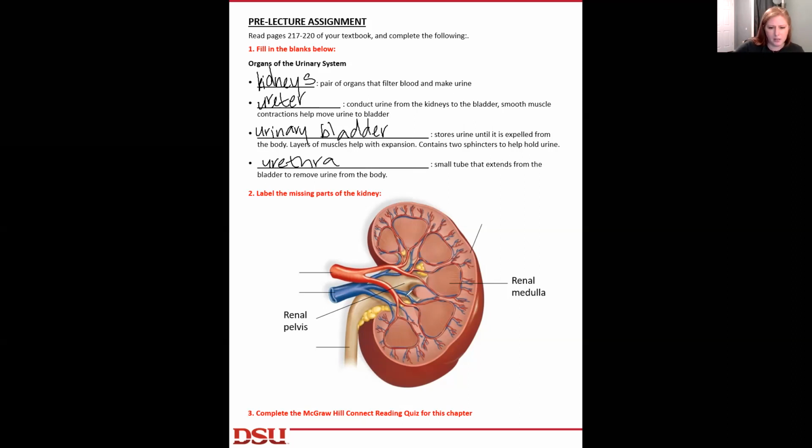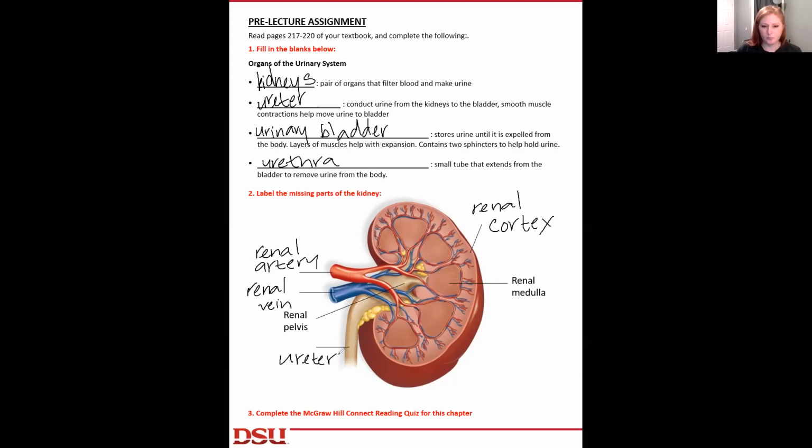Okay, label missing parts of the kidney. This is the renal cortex. And then this red guy here is the renal artery. Red because it's showing that this is oxygenated. And the blue, or deoxygenated, means that we're looking at a renal vein. Then we have the renal pelvis, and this down here is a ureter.